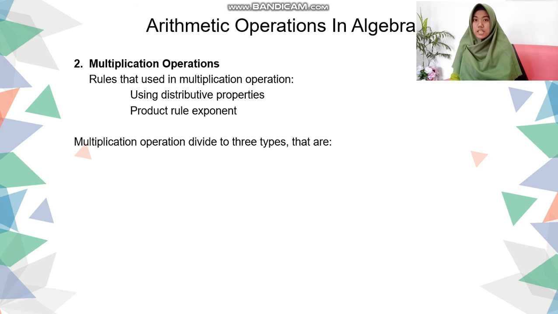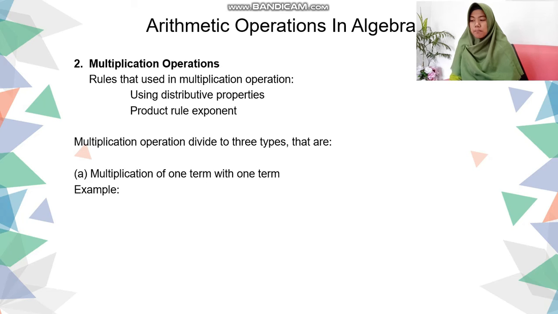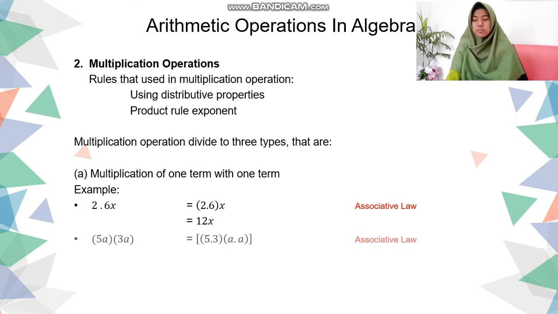Multiplication operation is divided into three types. There are A. Multiplication of one term with one term. The example is 2 times 6x, we use the associative law, is equal to 2 times 6 in brackets times x, equals 12x.